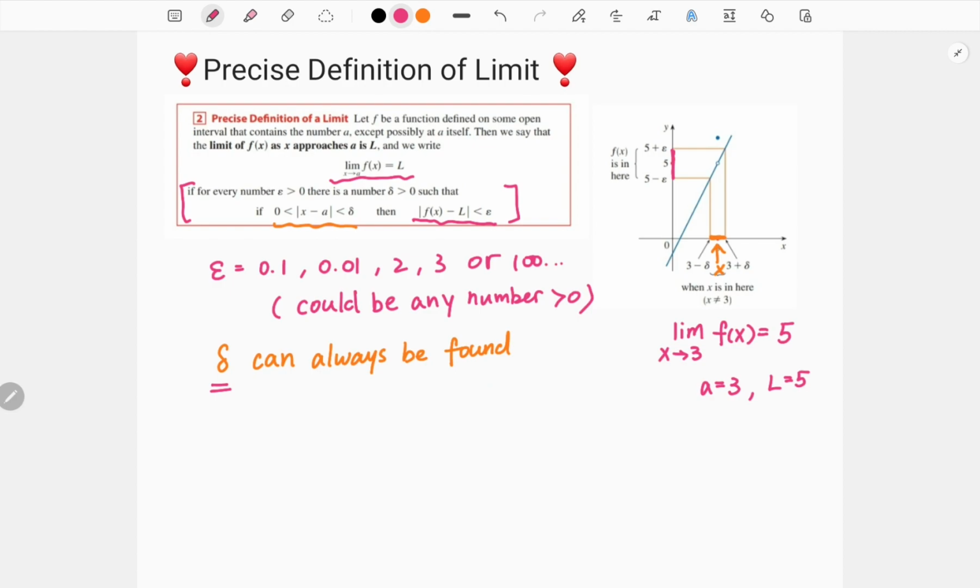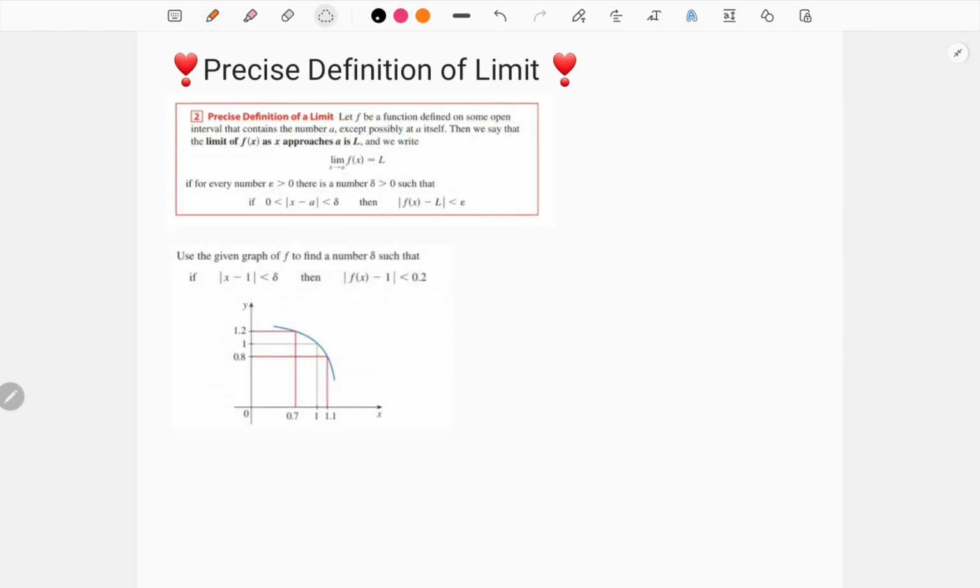So in this way, it might still be a little abstract. Let's look at a more concrete example. In the graph here, it says use the given graph of f to find a number delta such that if the absolute value of x minus 1 is smaller than delta, then the absolute value of f of x minus 1 is smaller than 0.2. Okay, so this question wants us to calculate delta. Delta equals what, so that if this is true, then this is true.